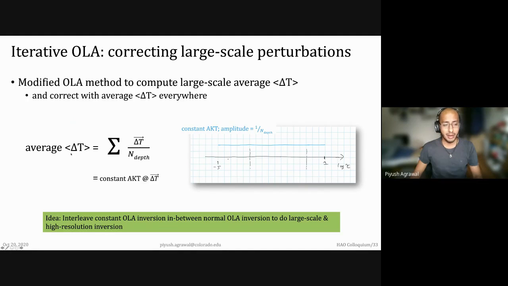The way you compute average delta t, if you just look at the mathematics, is that average delta t over all the depth is basically going to be you sum over the delta t's at all depth and divide by the number of depth points. So if you can construct averaging kernels which are flat, these two are basically equivalent in that case. So in this constant OLA inversion framework, we are trying to not construct a localized Gaussian averaging kernel, but we are trying to construct a flat averaging kernel which has the amplitude of 1 over the number of depth points.